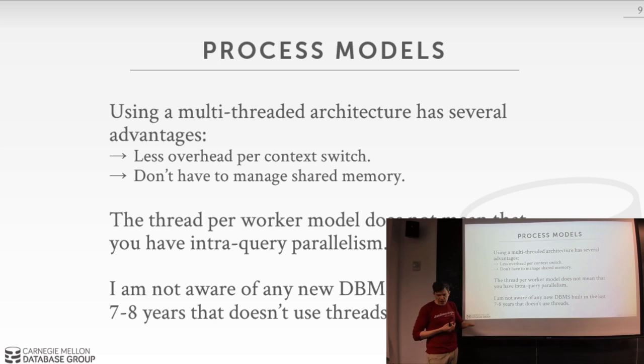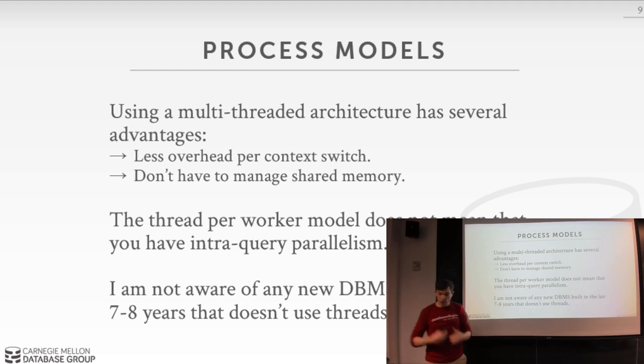And like I said, I would even extend this to 15 years. Nobody uses the process per worker model, except for systems that are based on Postgres. Postgres is based on the second approach, the process pool. So any system that is derived from Postgres, things like Greenplum, Netezza, Vertica, these are all going to inherit the architecture that Postgres used.